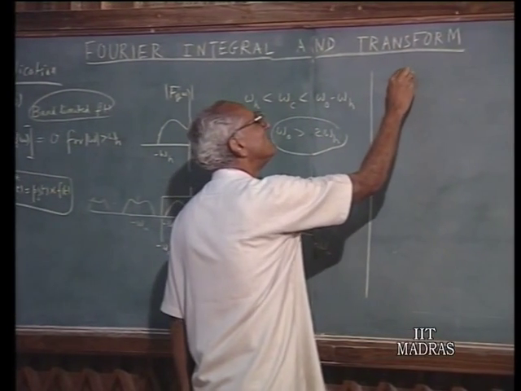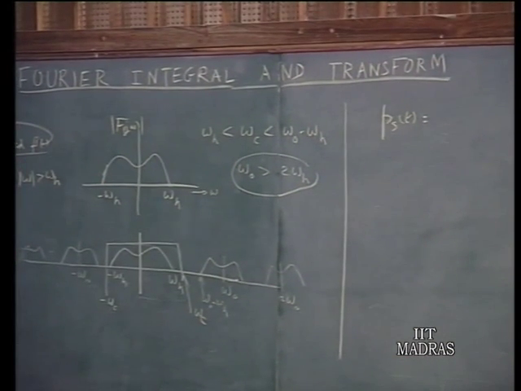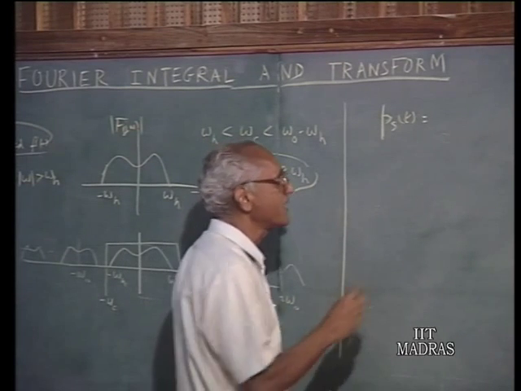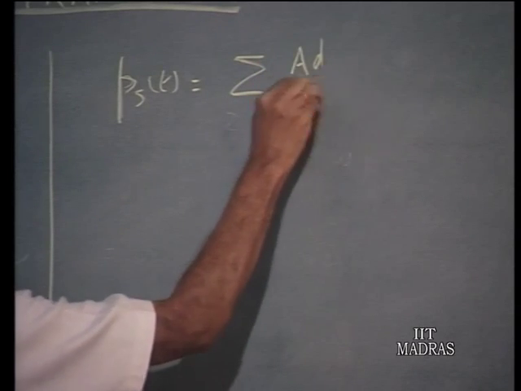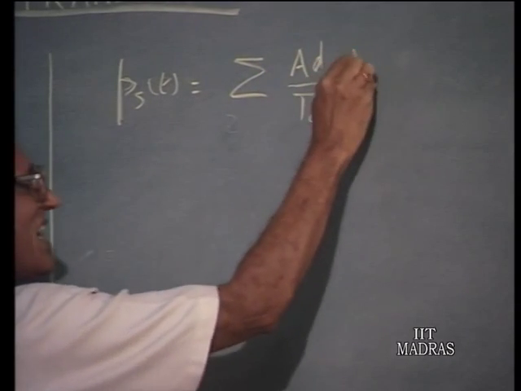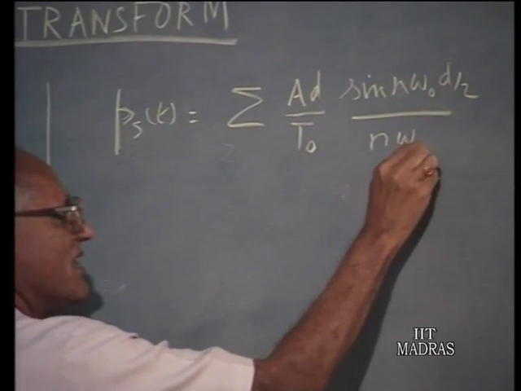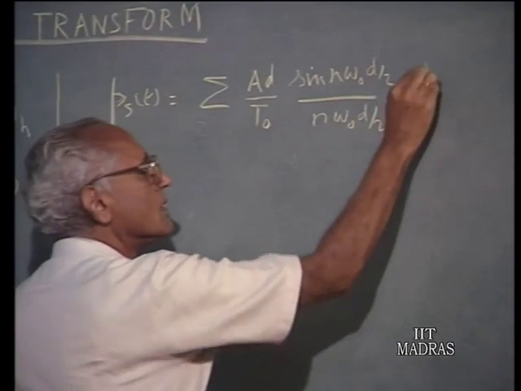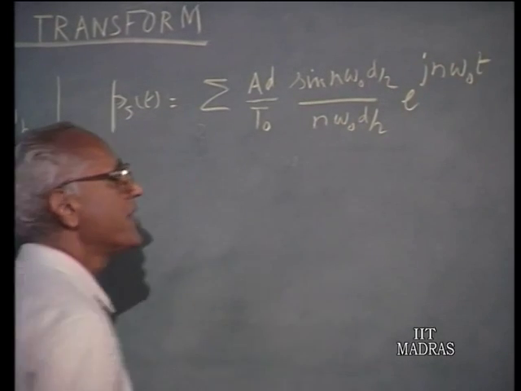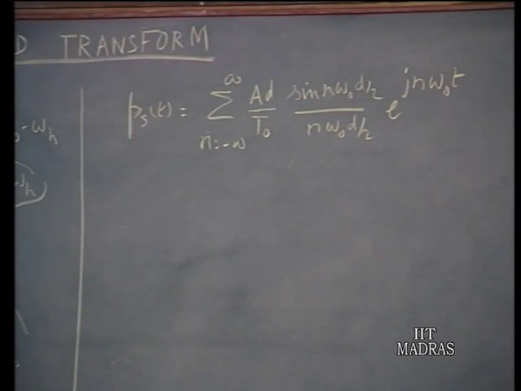Ps of t is a periodic pulse train, therefore, it can be expanded by means of Fourier series, and we have done this type of expansion several times in the past. So, let me straight away put down a d by t naught, sin of n omega naught d by 2 divided by n omega naught d by 2, as the Cn coefficient multiplied by e to the power of j n omega naught t, that is the time variation, n ranging from minus infinity to plus infinity. This is your Fourier series expansion for Ps of t, the periodic pulse train.